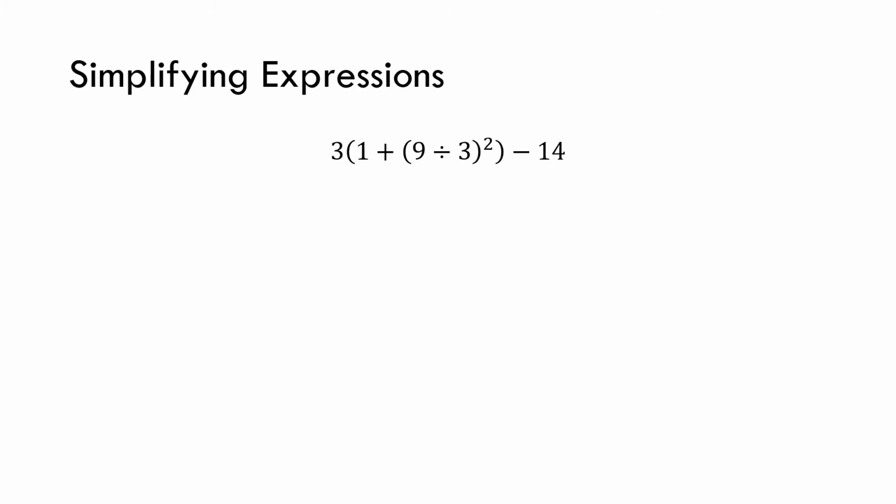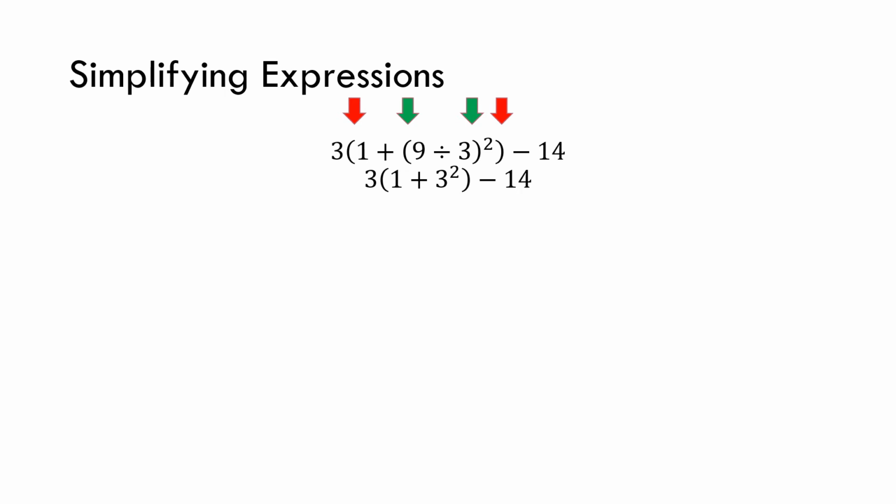Let's put PEMDAS to use simplifying an expression. The first thing to notice here is that we have nested parentheses. We always start from the inside and work our way out, so the first operation will be 9 divided by 3. The innermost parentheses are no longer needed, so we keep on working on what's inside the outer set, all the while following the order of operations.